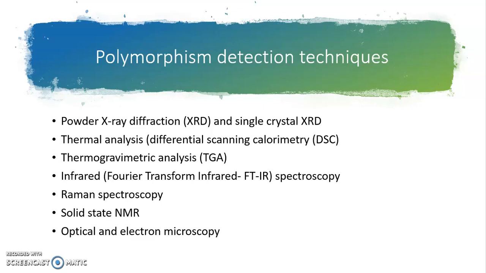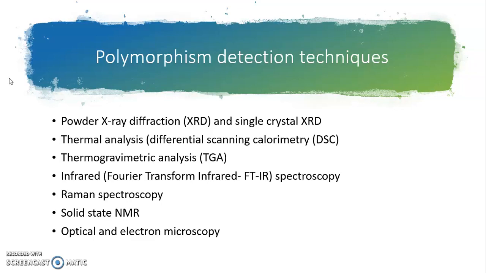Then thermogravimetric analysis. This technique measures changes in the weight of a sample as a function of temperature over a certain period of time. Then next, Fourier transform infrared, that is FTIR spectroscopy, Raman spectroscopy and solid state NMR. These are spectroscopic methods to determine the polymorphism. And then optical and electron microscopy.